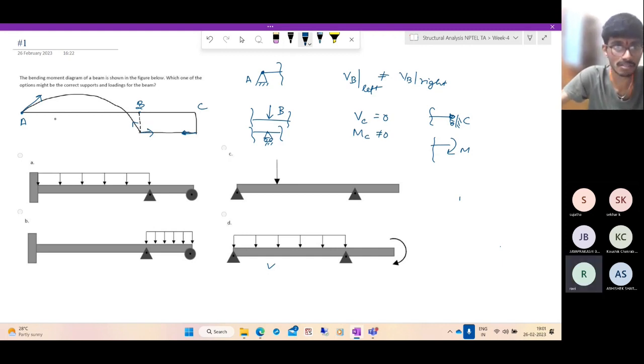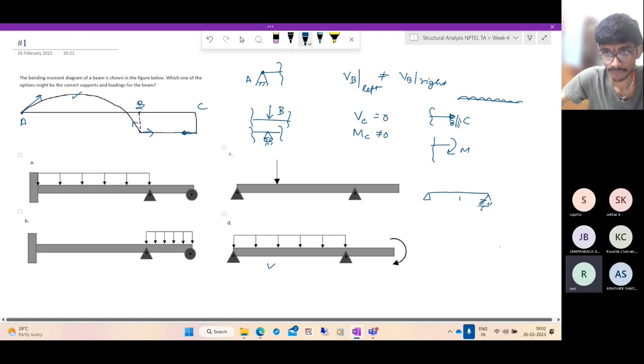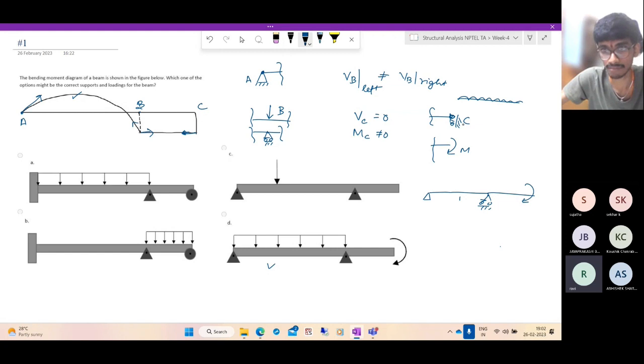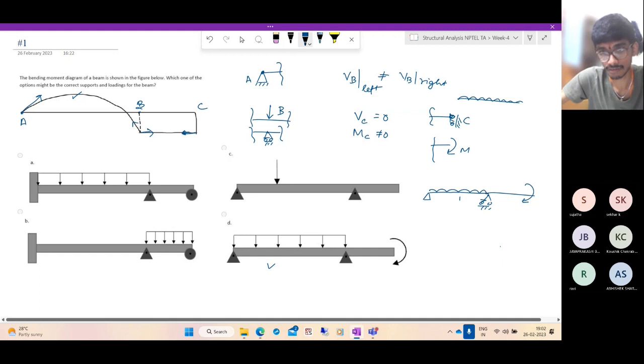And between A and B, how is the profile of the bending moment diagram? It is a parabola. What results in a parabolic bending moment distribution? It should be a distributed load. It cannot be a point load. So between A and B, you have some uniformly distributed load. If you put all these together, you get A like this, B either this or this. So let us take this. And at C, it is under pure bending. There's no shear force, so we have a moment here. You don't have this. So if you put all these together, it corresponds to B. That's the right answer.